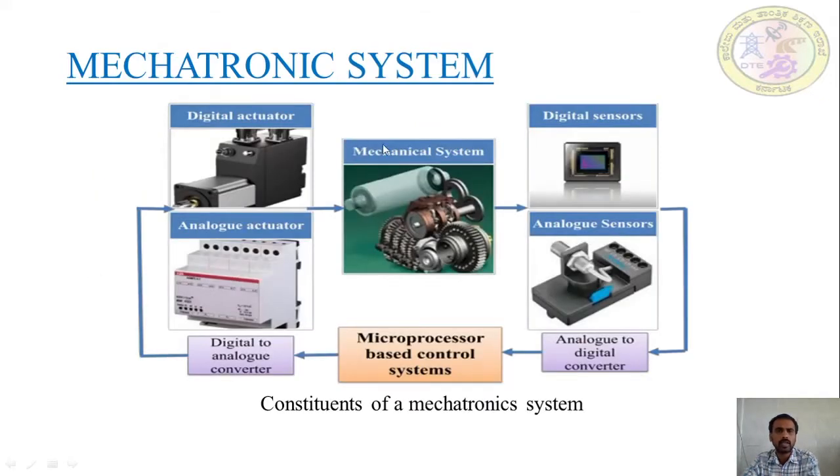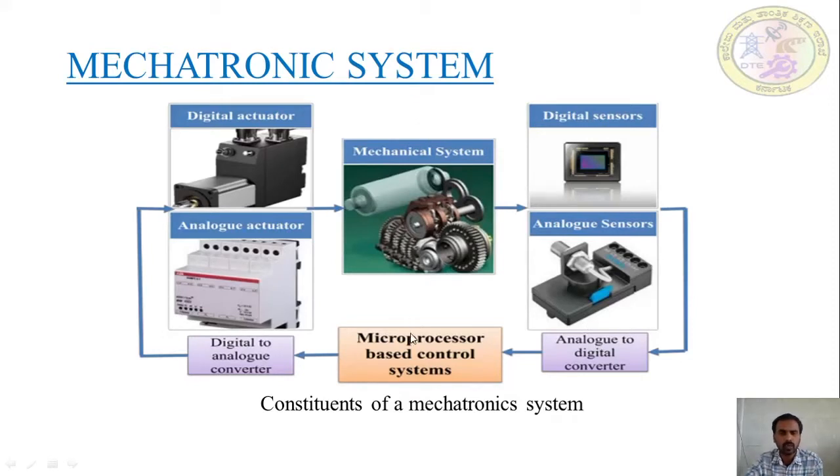Here you can see how a typical mechatronic system looks. A typical mechatronic system will have a controller system, a digital to analog converter, an analog or digital actuator, a mechanical system, digital or analog sensors, and an analog to digital converter.